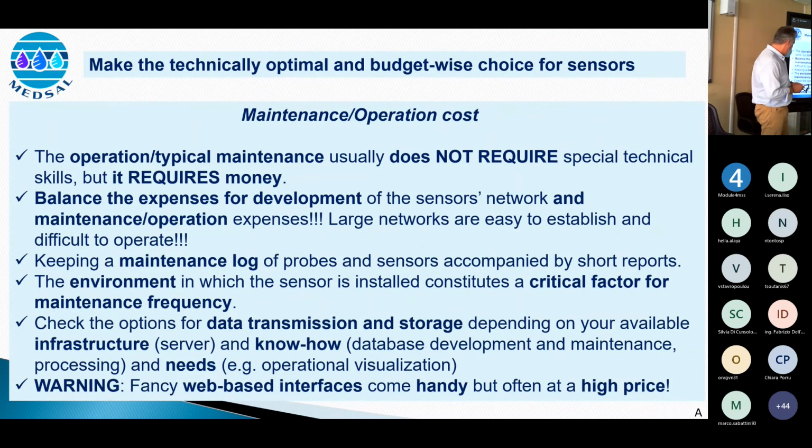Last but not least, the fancy web-based interfaces are very handy. They're fantastic. They give you a bulletproof analysis and data handling of the data, but normally they come at a cost which sometimes can be very high.